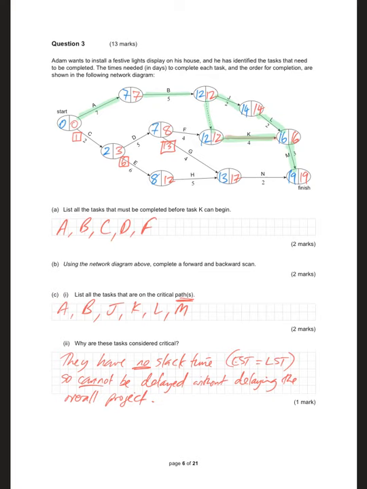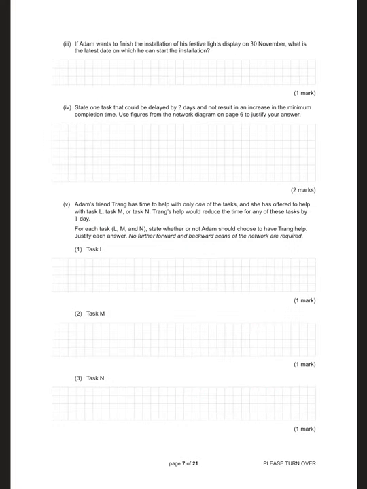That's that page done. Next, if Adam wants to finish the installation of the festive lights display on the, what's that, 30th? I need to read the printed. 30th of November, what's the latest date on which you can start the installation? Well, the whole thing took 19, and he wants to finish on the 30th. So the 30th minus the 19 days it takes. 30 take 19 is 11, therefore start on 11th of November at latest.